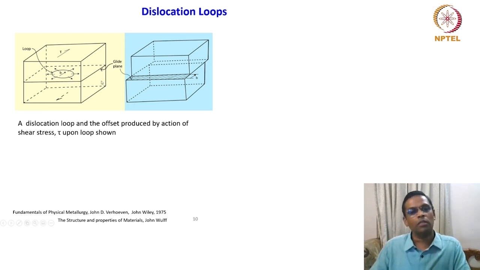Suppose the loop is generated completely inside this crystal unit. Once the dislocation loop comes out of this unit cell, then it will leave the slip line like this, a slipped region in the crystal. Of course, that is a glide plane. So a dislocation loop and an offset produced by action of shear stress tau upon the loop is what is shown here.